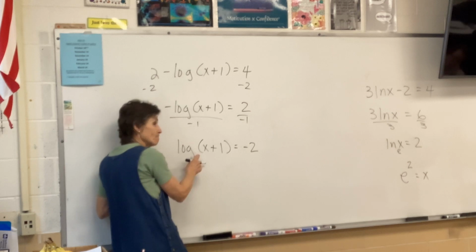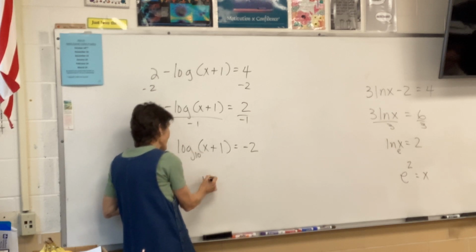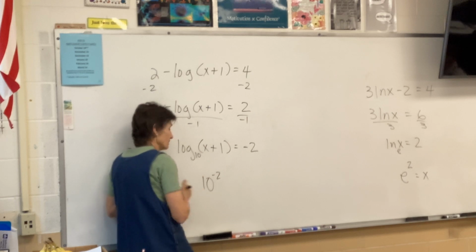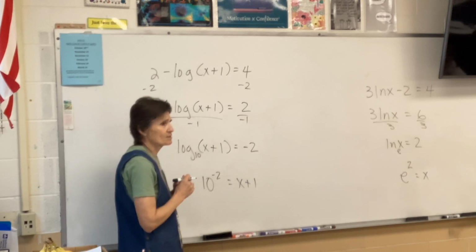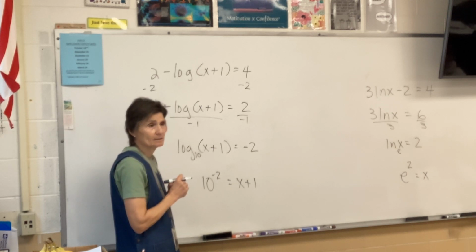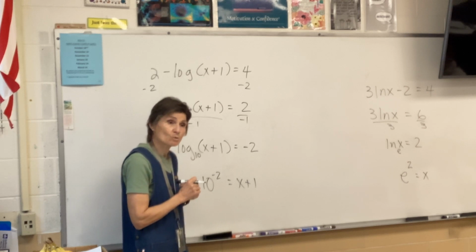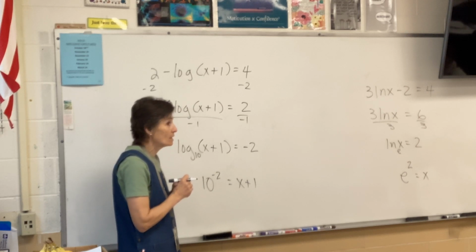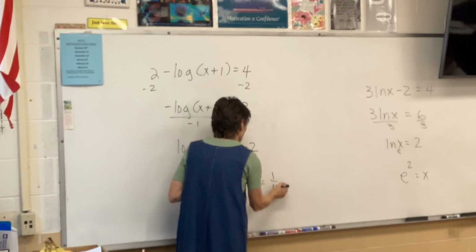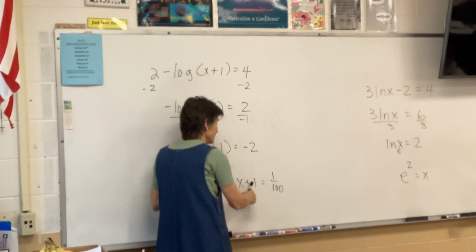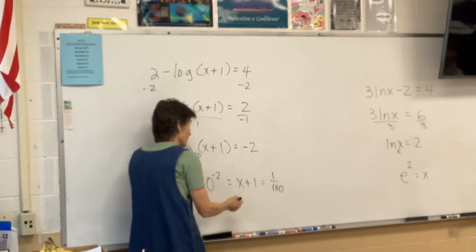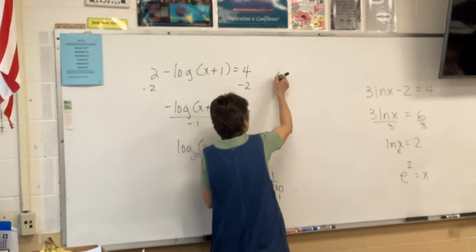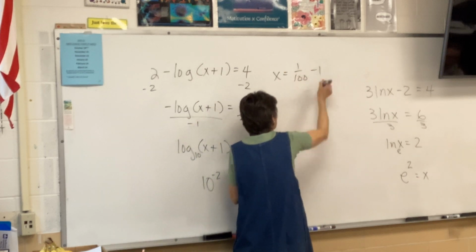Now what's the base here? 10. So 10 to the negative second equals x plus 1. What does 10 to the negative second mean? 1 over 10 squared, which is 1 over 100. So x plus 1 equals 1 over 100. And now I have to subtract 1. So x equals 1 over 100 minus 1.